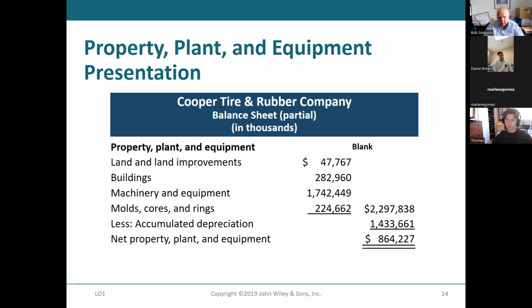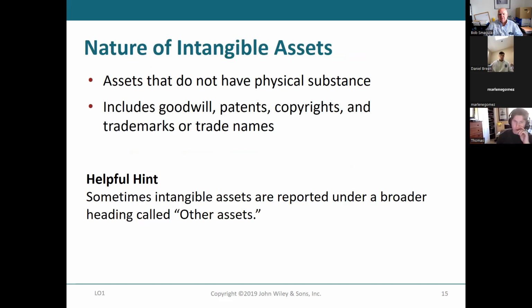You subtract that out. Let's talk just a little bit about intangible assets, goodwill, patents, copyrights, trademarks, trade names. Goodwill, that's simply the amount you paid for a company that's more than its real value.